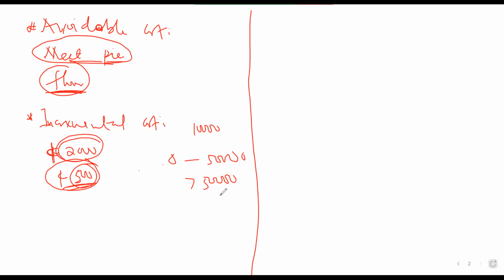So the fixed cost will be fixed at 10,000 for outputs between 0 and 50,000. But any outputs above 50,000 will be what? Additional fixed cost will be incurred.